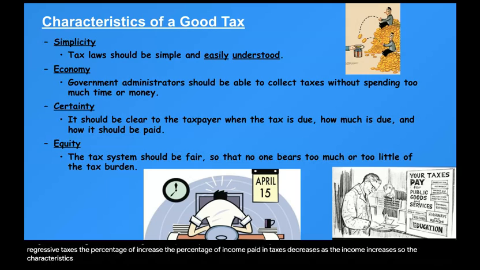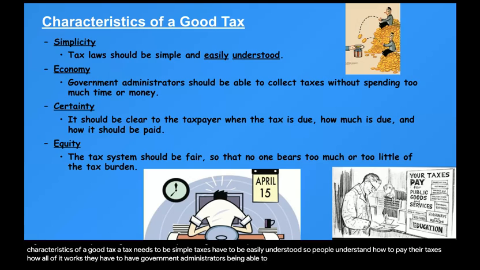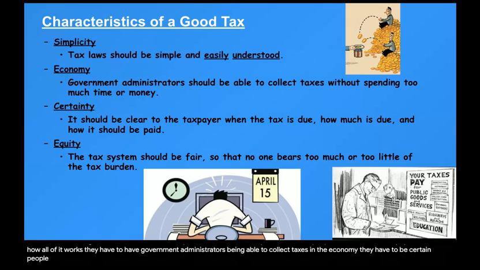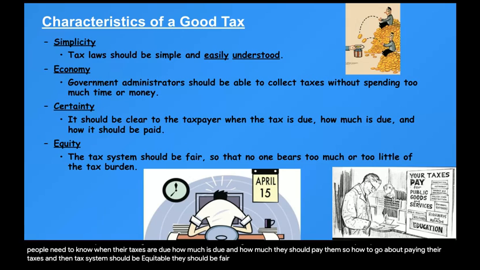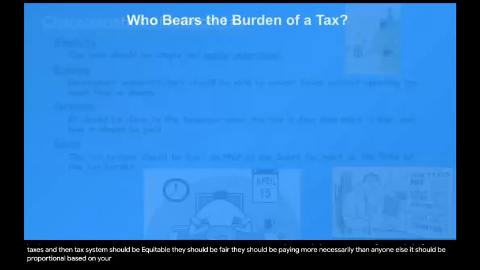So, the characteristics of a good tax. A tax needs to be simple. Taxes have to be easily understood so people understand how to pay their taxes, how all of it works. They have to allow government administrators to be able to collect taxes in the economy. They have to be certain. People need to know when their taxes are due, how much is due, and how they should pay them. And then tax systems should be equitable. They should be fair. No people in the United States should necessarily be paying more than anyone else. It should be proportional based on your income.